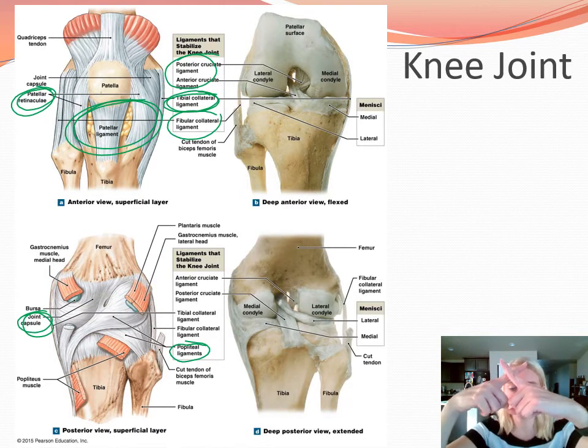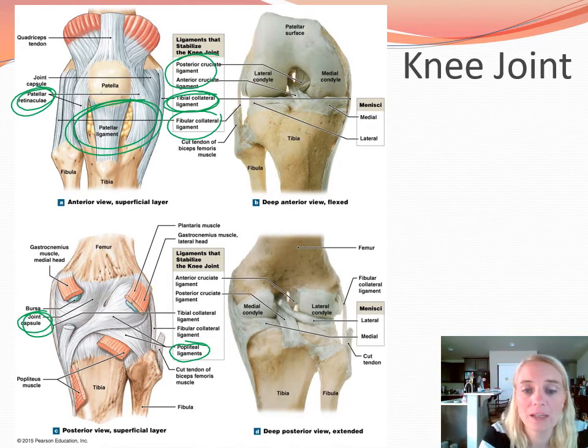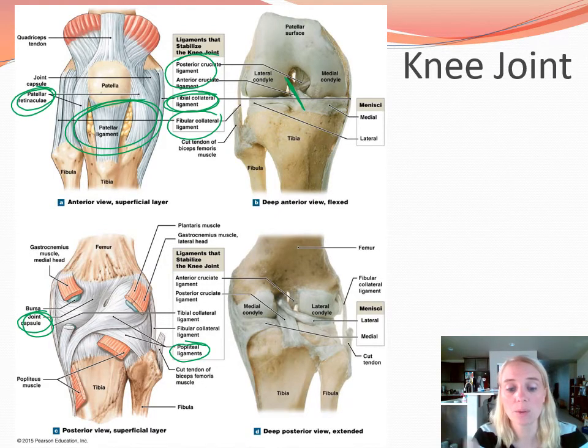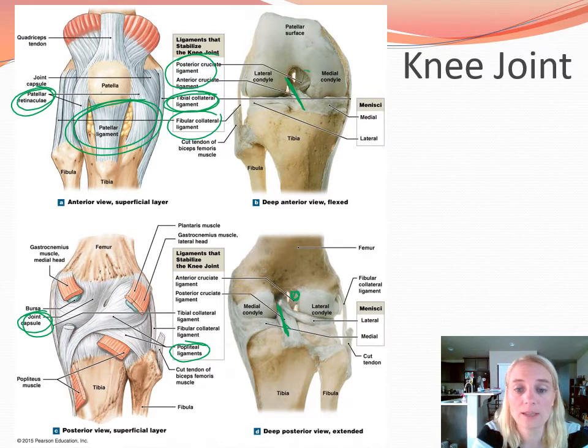Cruciate means cross. So you can see we have our anterior cruciate ligament kind of starting on the front of the tibia and going back. So there's the other half of it, attachment point there. And then we have our posterior cruciate ligament that starts on the back of the tibia here, and then that's going to be its attachment point there. So they cross in between. So that's the other ACL.